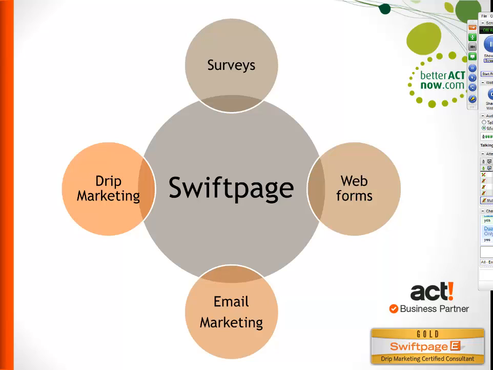The other thing is email marketing. I've already touched on that. You've got full email marketing services from Swiftpage. And as well as that, there's an additional product called drip marketing. And that's really enabling you to set up sequences of messages that go out automatically.